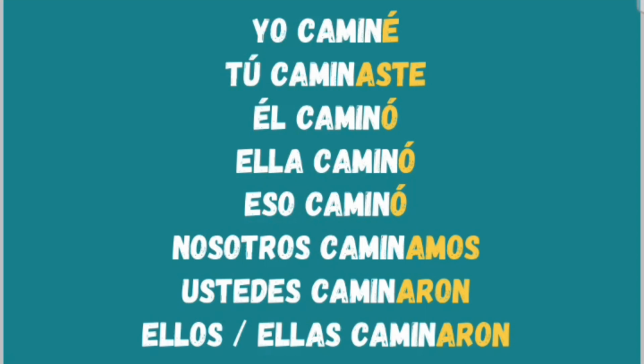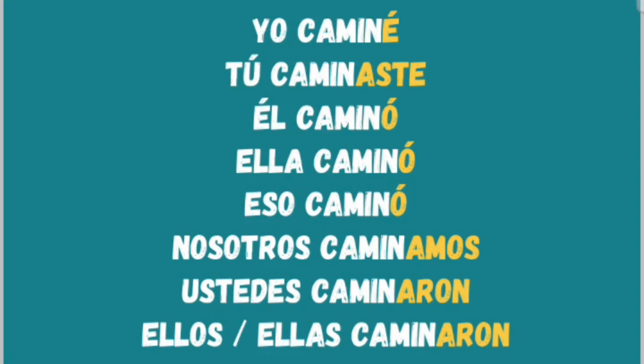Tú caminaste. See the root word, the part that is not changing, it's the word camin. It's the same. Now, if you want to say he walked, then you have to say él caminó. She walked, ella caminó. It walked, you have to say eso caminó. Now, if you want to say we walked, in Spanish you have to say nosotros caminamos.